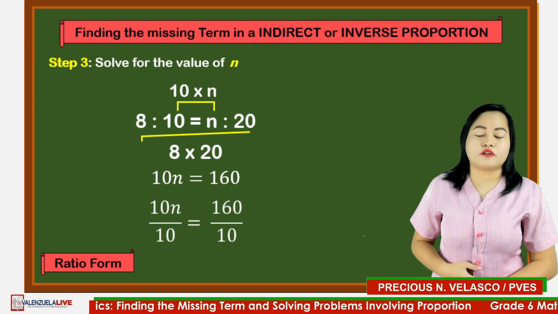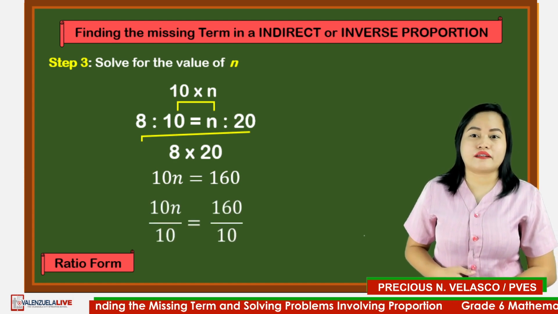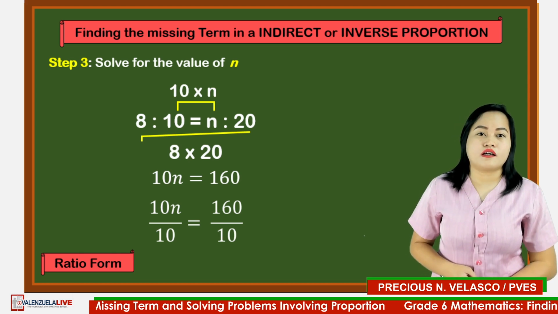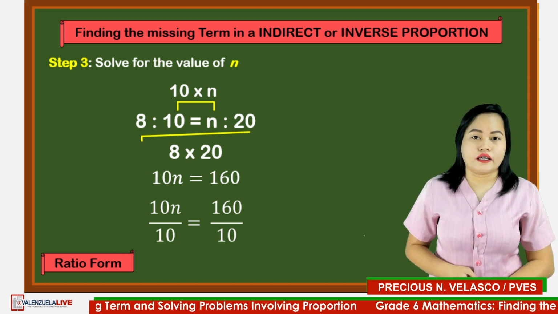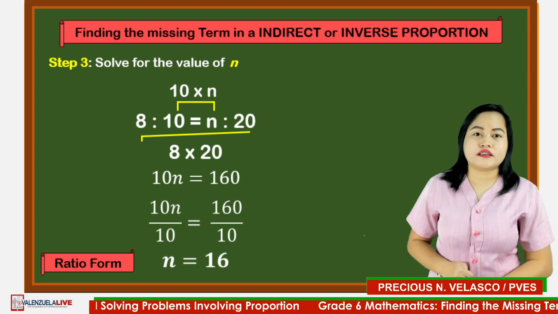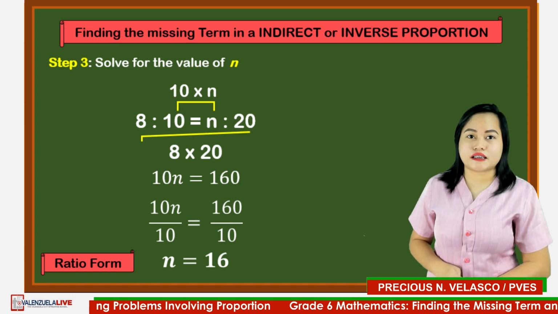And then we are going to divide both sides by 10 to eliminate the value near the n. So we have 10n over 10 is equivalent to 160 over 10. So the value for n is 16.